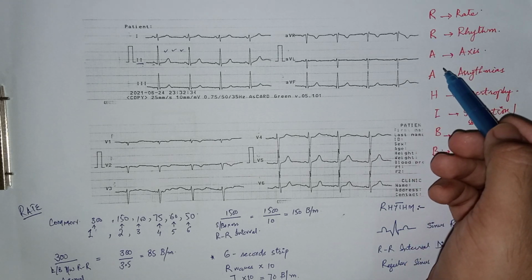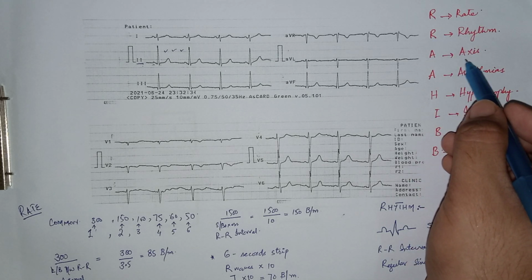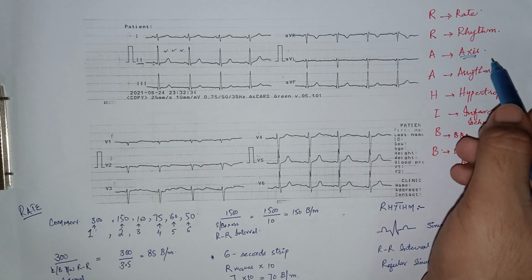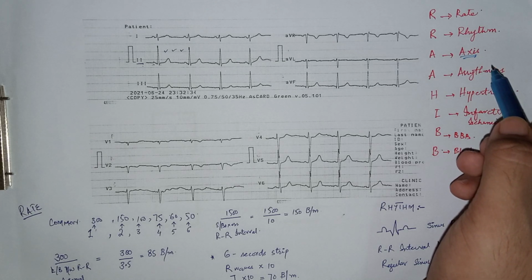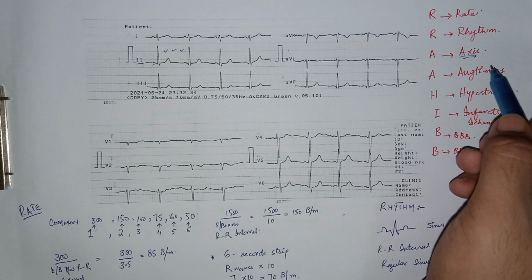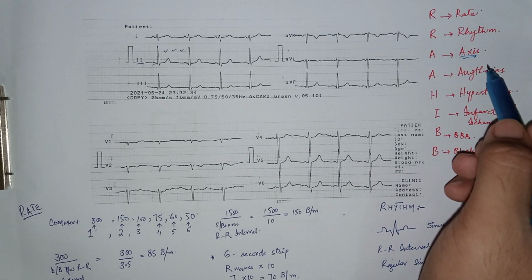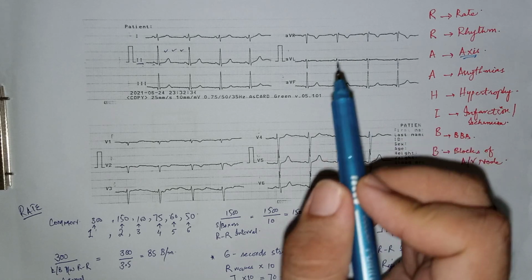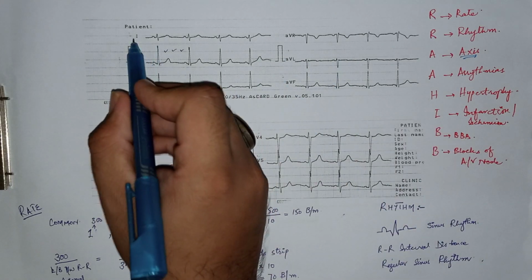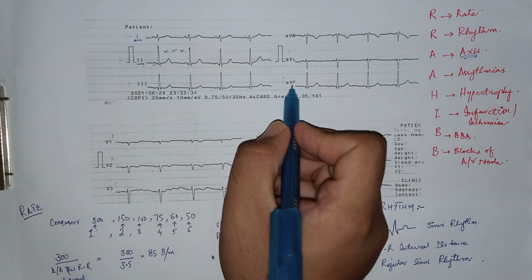We have discussed the interpretation of rate and rhythm in the ECG in my previous video. In this video we will discuss how to determine or interpret an axis. So what is axis in the ECG strip? Basically, axis is nothing but the direction of the electrical activity of the heart. Axis represents the direction of depolarization of the heart, which is normally in between lead 1 and lead AVF.